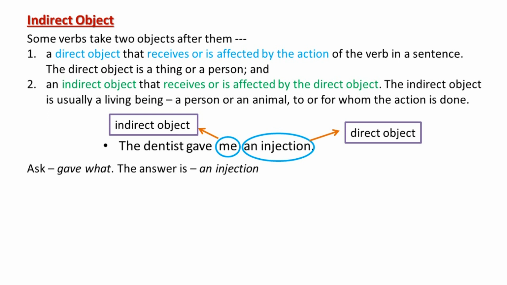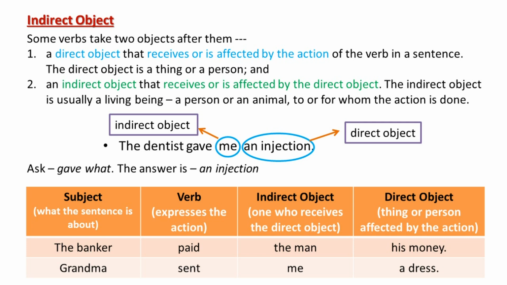So once again, in this sentence, an injection is the direct object of the verb gave, while me is the indirect object receiving the direct object, an injection. In the following table, let us analyze a few more examples.